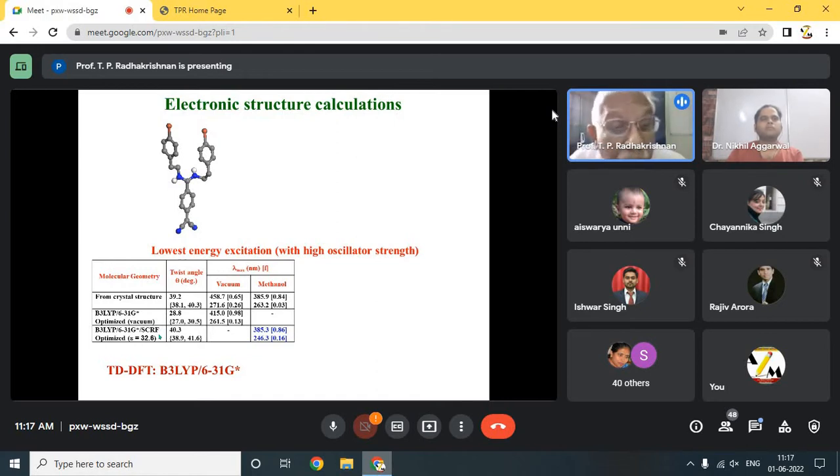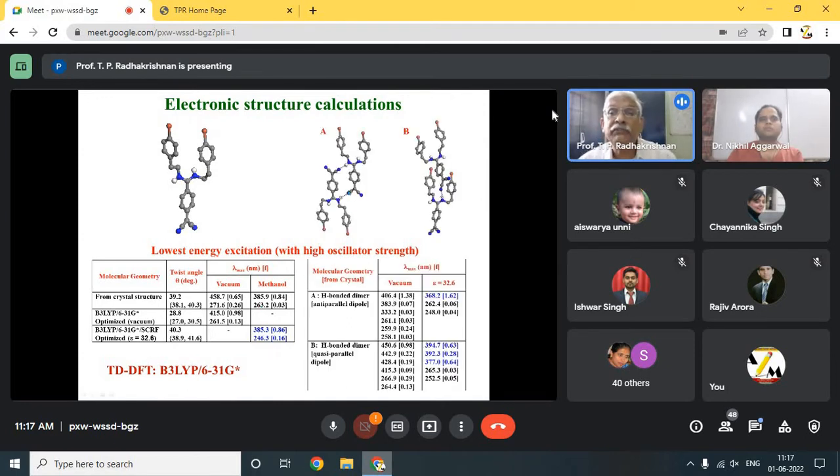Please remember, these are highly dipolar molecules, which means there is a strong electrostatic field around the molecule. And we are simulating them using a very, very simple and crude model, which is a continuum solvation model. But then your numbers work out very nicely. The dihedral angle comes out very nicely, and the absorption peak comes out also very nicely in agreement with the crystal structure values and so on.